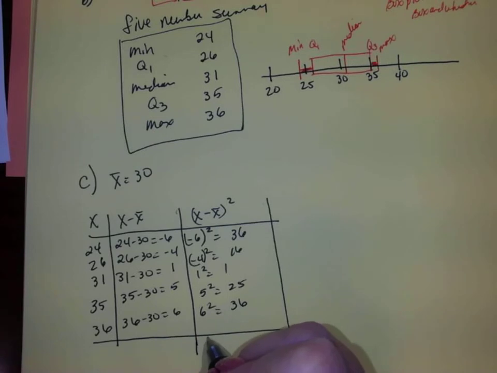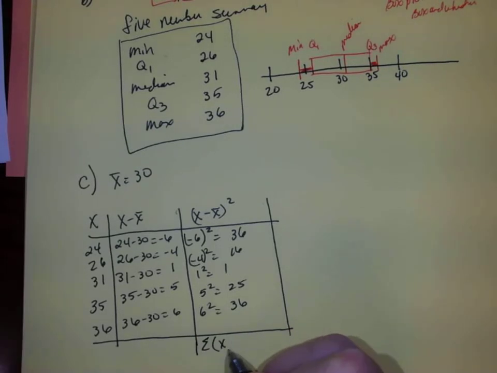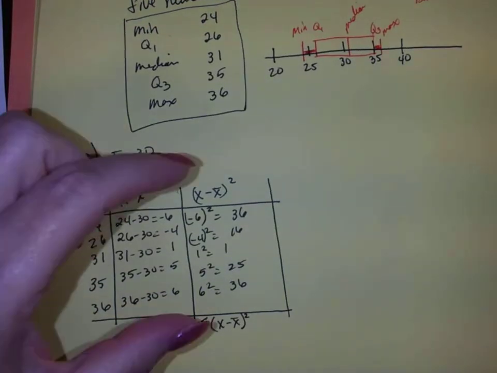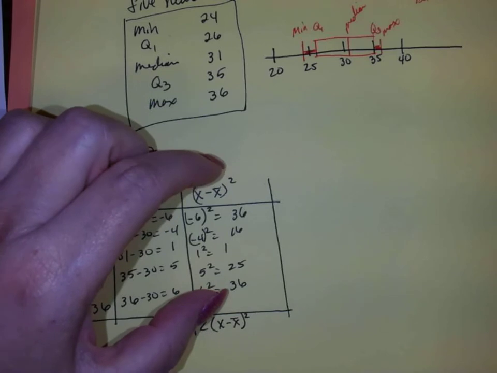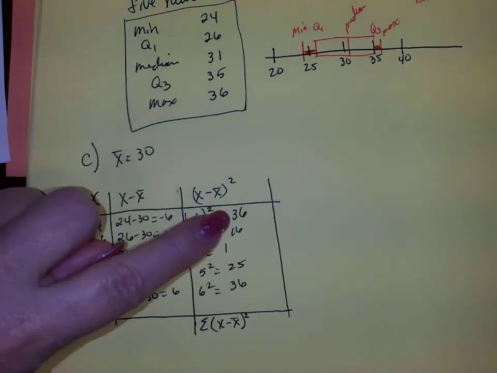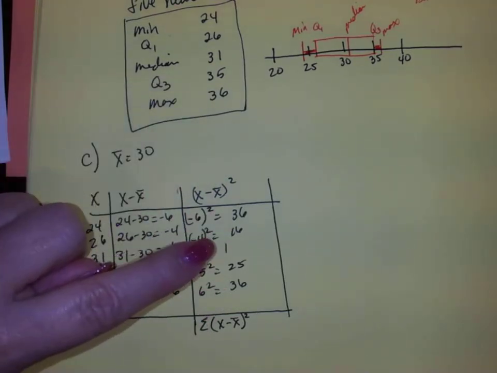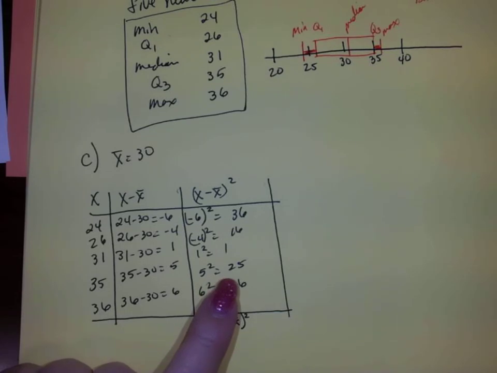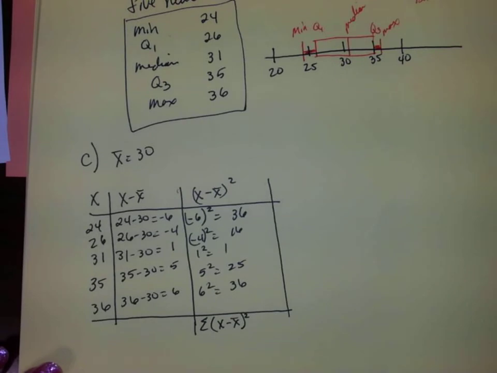And then down here, we want to find the summation of x minus x bar squared. This is the summation. That's part of our standard deviation formula. We need to sum all of these values together. So 36 plus 16 plus 1, right? Yes. Plus 25 plus 36. I'm just going to check my math over here. I want to make sure.